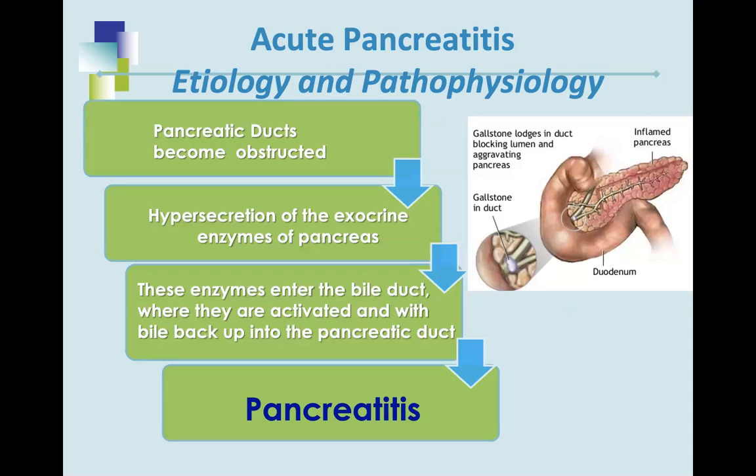Now, when there is obstruction to the pancreatic or biliary duct, which are both opening into the ampulla of Vater, so when there is obstruction from any cause, what will happen? Hypersecretion of the exocrine enzymes of the pancreas. Now, when they are secreted, there's a blockage, so they may go into the bile, or bile may come down, and it leads to activation and conversion to ectoform, and then that leads to digestion of the pancreas.